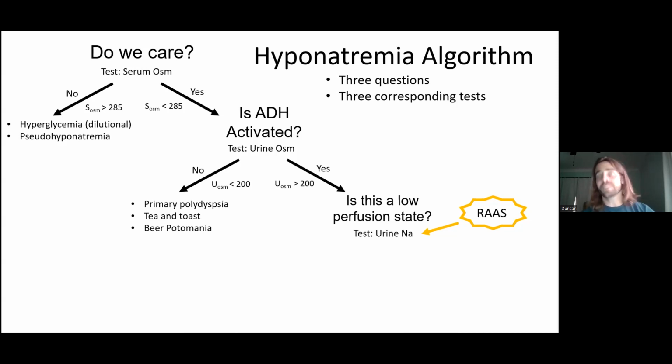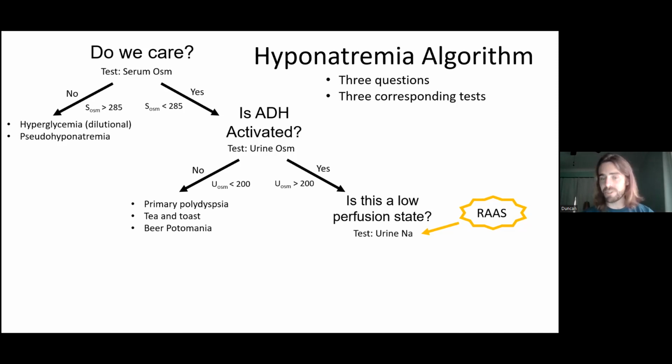And so if it's a low perfusion state, ADH or vasopressin can be activated not to maintain serum tonicity, which is its primary role, but instead to maintain effective perfusion and effective blood volume. So if there is a low perfusion state, ADH could be activated in that setting, and it would be considered an appropriate activation of ADH. But if that's the case, the body's first mechanism for maintaining effective circulating blood volume is the renin-angiotensin-aldosterone system. And so if ADH is activated in a low perfusion state, RAS should be activated too.